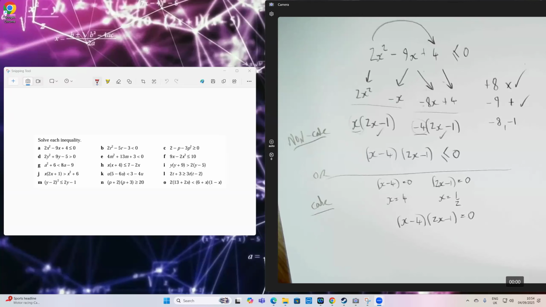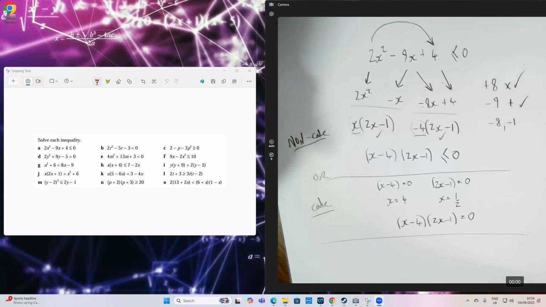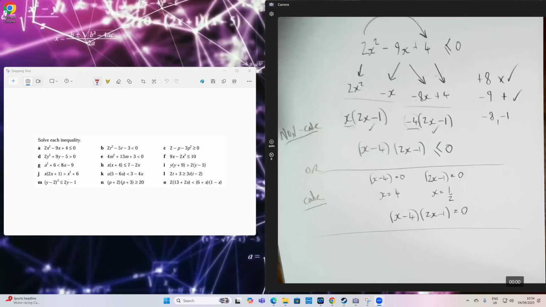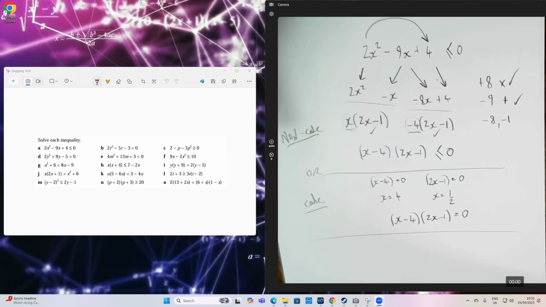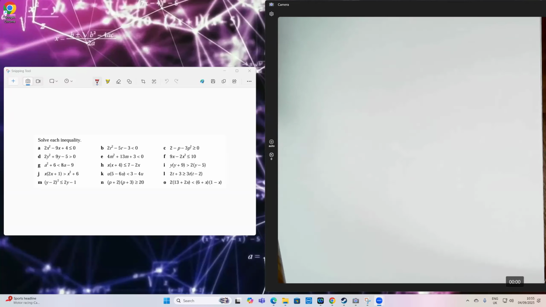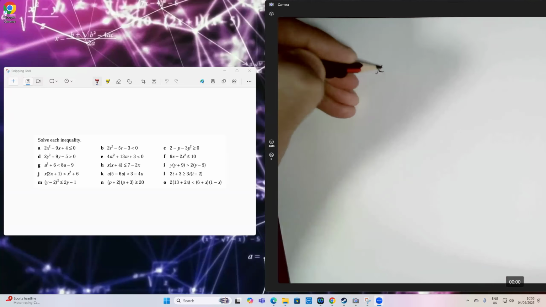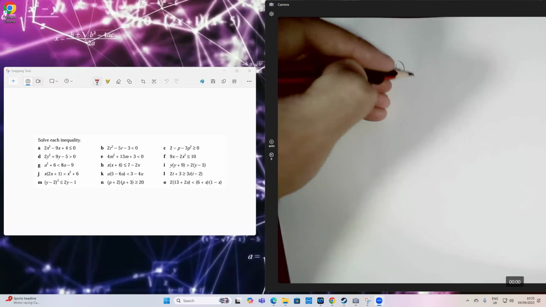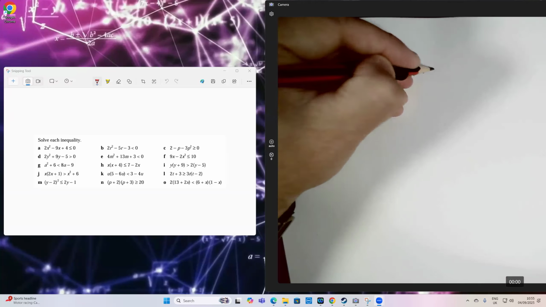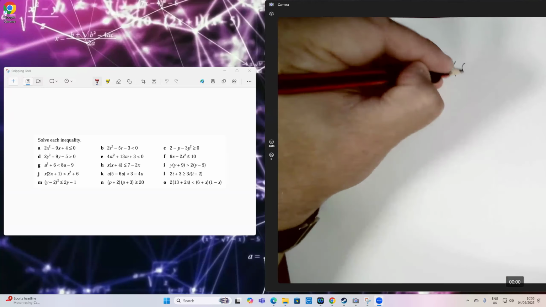Okay, so that's all of that to say that's the first step. We've got the quadratic factorized. This is quite a tricky question, probably a solid grade 8 question. So we factorized it now. Let's write the whole thing down, factorized. So the factorized form is x minus 4 times 2x minus 1 is less than or equal to 0.